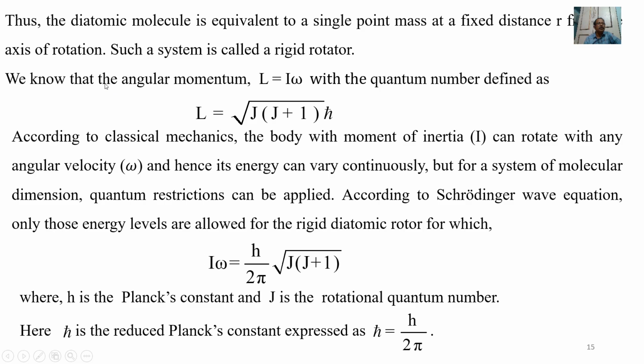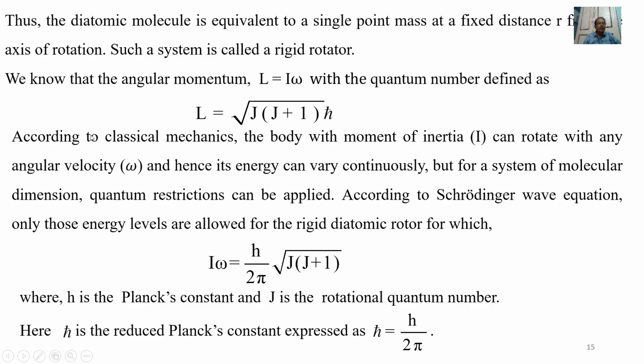We know that the angular momentum L equals I omega. So the atoms are rotating about the axis through the center of mass, so surely there must be an angular momentum. So L equals I omega. With the quantum number, it has to satisfy L equals root of J into J plus 1 times h bar, as per the Schrödinger equation.